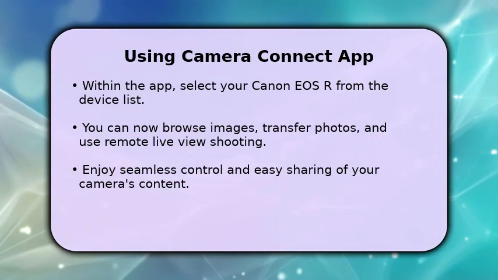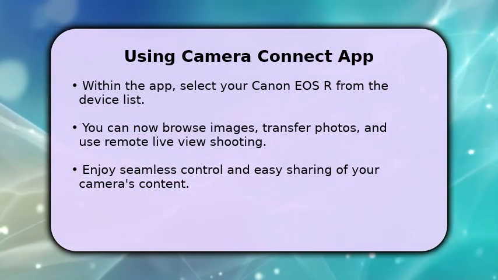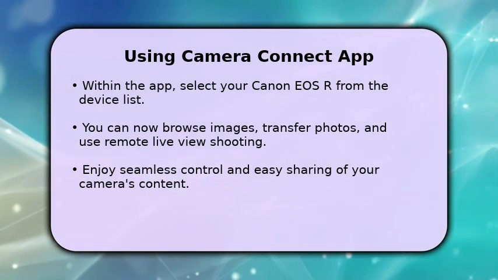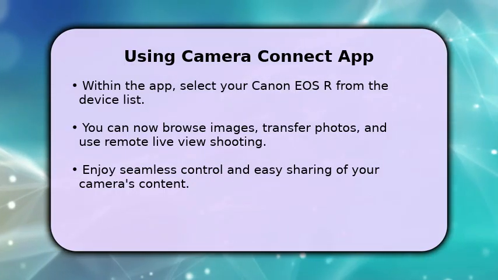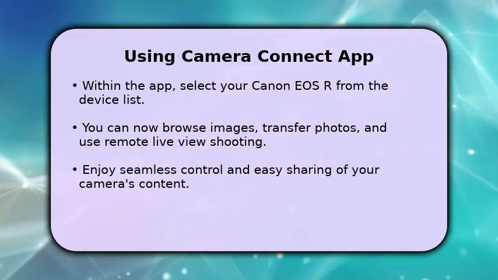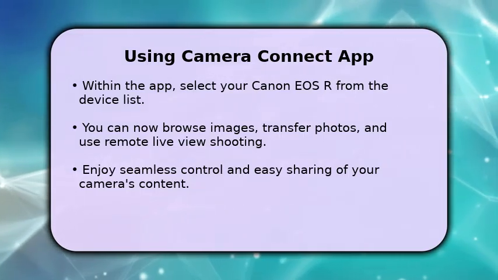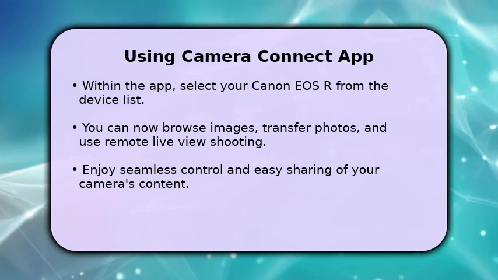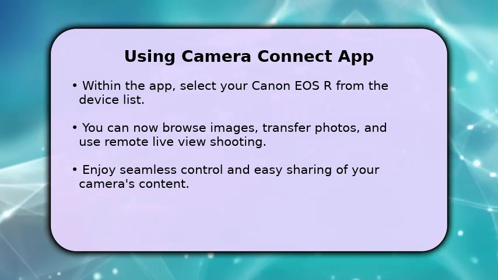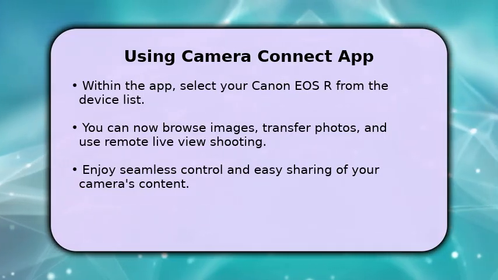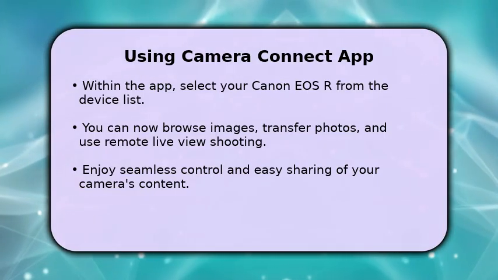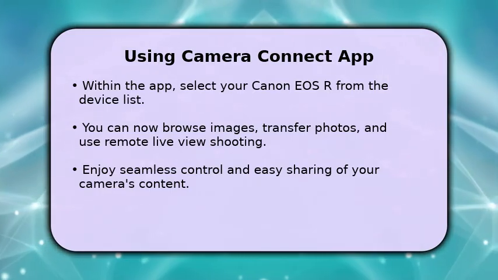Finally, open the Canon Camera Connect app. It should automatically detect your EOS R. Select your camera from the list of available devices to establish the connection. Now, you can remotely control your camera, view and transfer images, and even use your phone as a live view monitor. This powerful app allows you to easily manage your photos and videos, enhancing your creative workflow and sharing capabilities.